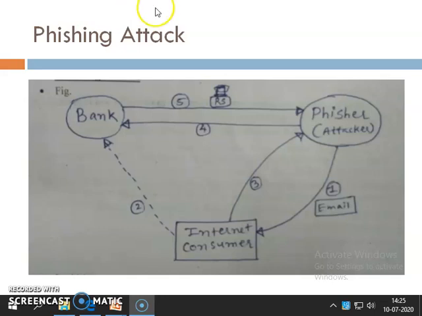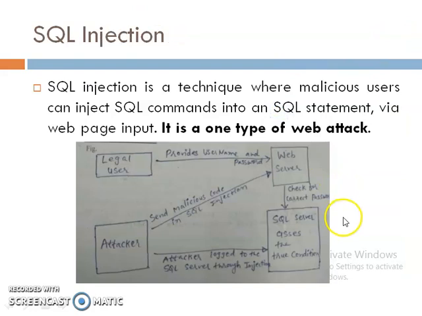Now next, SQL Injection Attack. SQL Injection Attack is one type of web attack in which the malicious user, or attacker, can inject SQL commands into an SQL statement through the web page input. That means the attacker sends a maliciously coded SQL query, and that malicious SQL query is known as an SQL injection. The attacker sends such a query to the web server for gaining web application access. So it is one type of web attack.